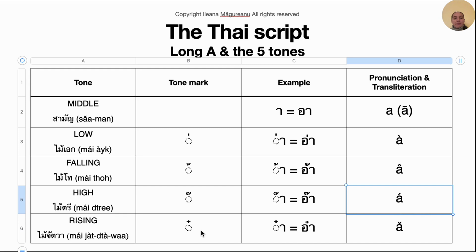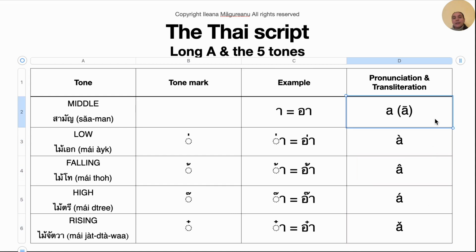The final tone is the rising tone. You start again at the mid level, you go down and then back up. That's when you agree. The transliterated version also helps you understand how to make this particular sound together with the rising tone.